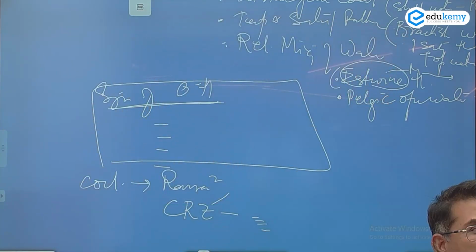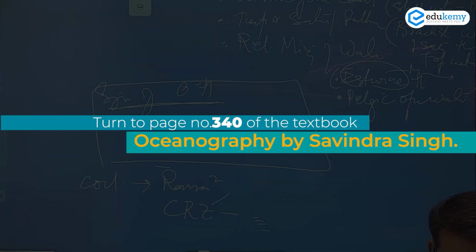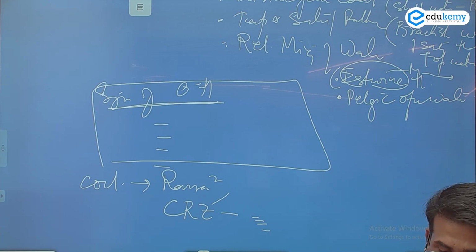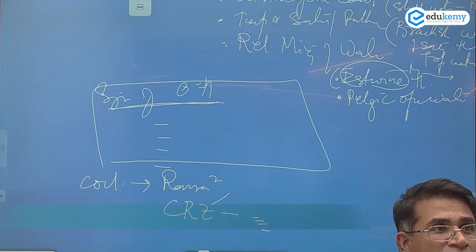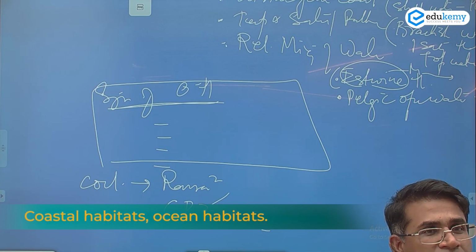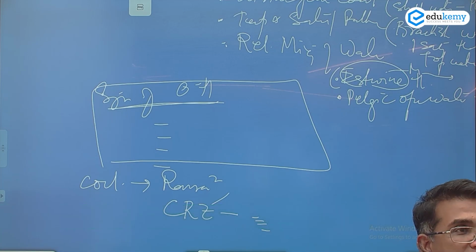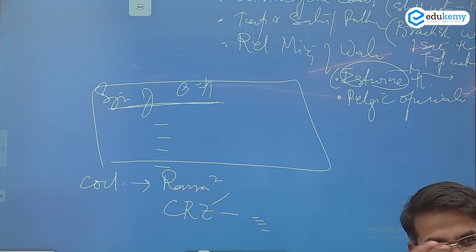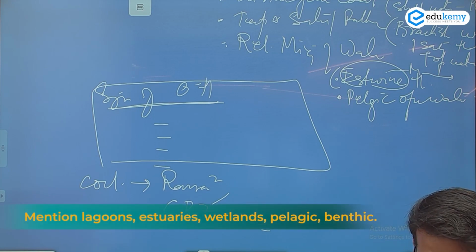Look at page number 340. This is page number 340. So there is something here. Look this part up. Then, what is the classification of the habitats? Coastal habitats, ocean habitats. You can take up any one of the schematics on the next page. So this is what I wanted you to mention: lagoons, estuaries, wetlands, pelagic, benthic. Look this up.